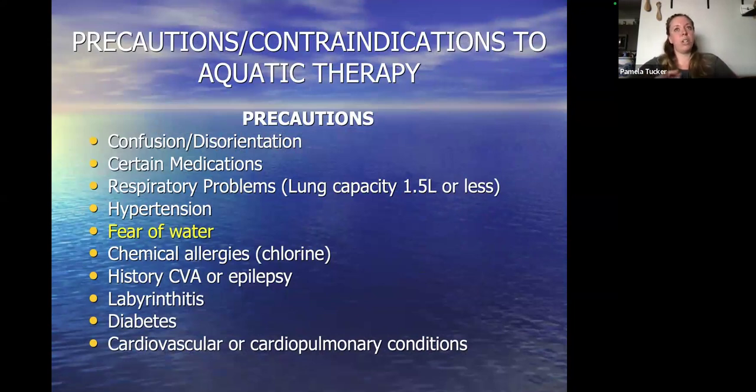So there are some precautions with aquatic therapy. Precautions for us are sort of like yellow flags. It's things where I would say, okay, do we proceed forward or not? It's like proceed with caution. They aren't absolute contraindications where I say, no, absolutely not, you cannot get in the water.